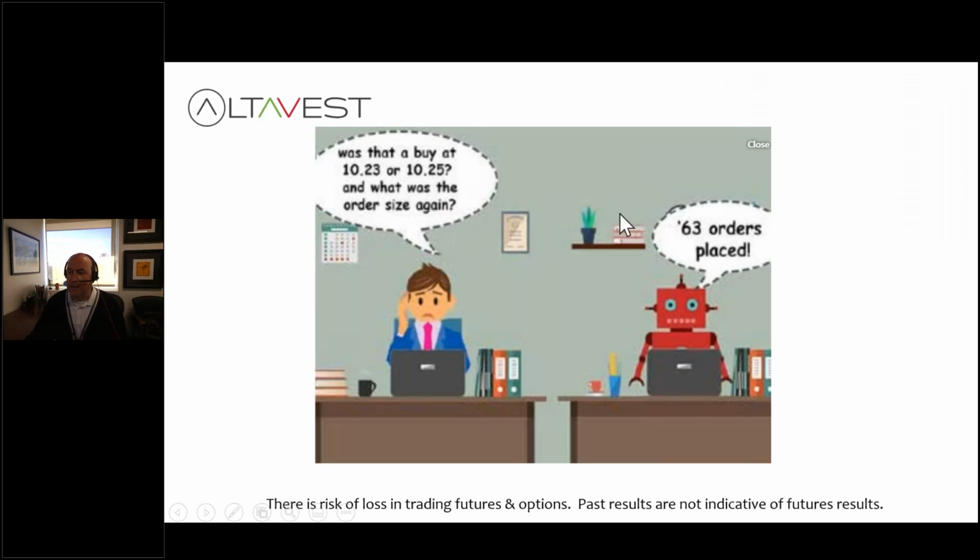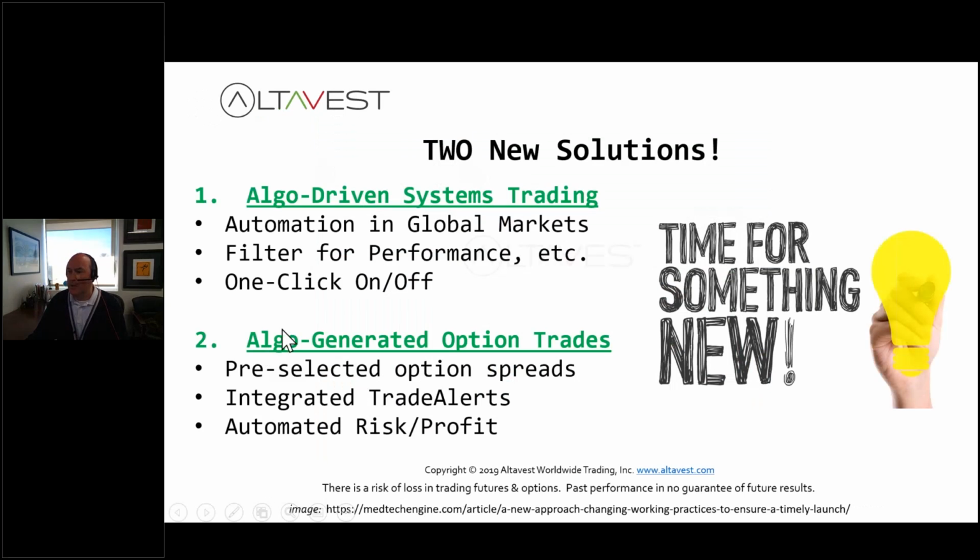So you want to be like this robot here with everything all handled immediately in a split second. You don't want to be struggling like this poor trader here, worrying about the correct order, the size, the price, and all that nonsense. So we have two new solutions. One is our algo-driven systems trading. We're going to show you how to automate trading, auto trade, and you can activate and deactivate in one click. And then, of course, we're going to look at our options trading technology with pre-selected option spreads, complicated, made simple, and also our integrated trade alerts with automated risk and profit control.